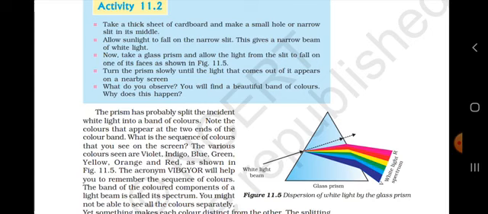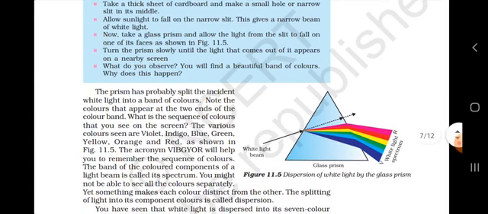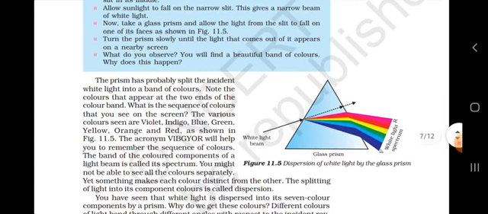What do you observe? You will find beautiful bands of color. So this is also known as the dispersion of light, and in common language, the dispersion of light is also known as the splitting of white light.